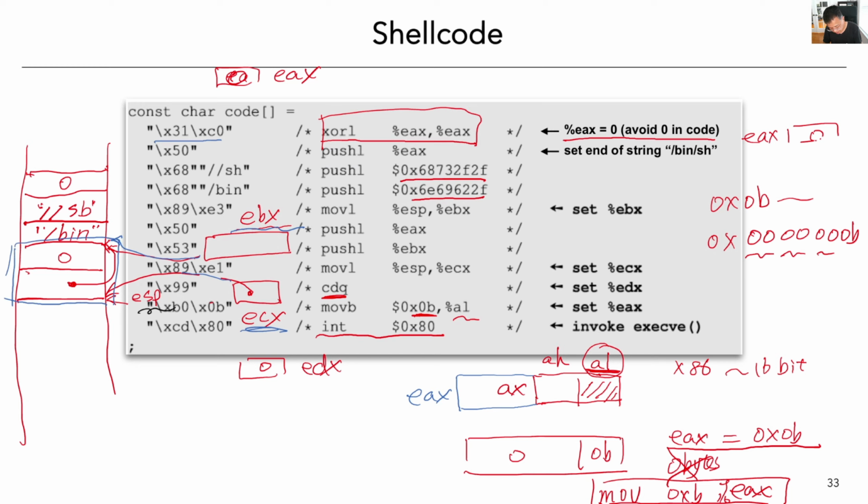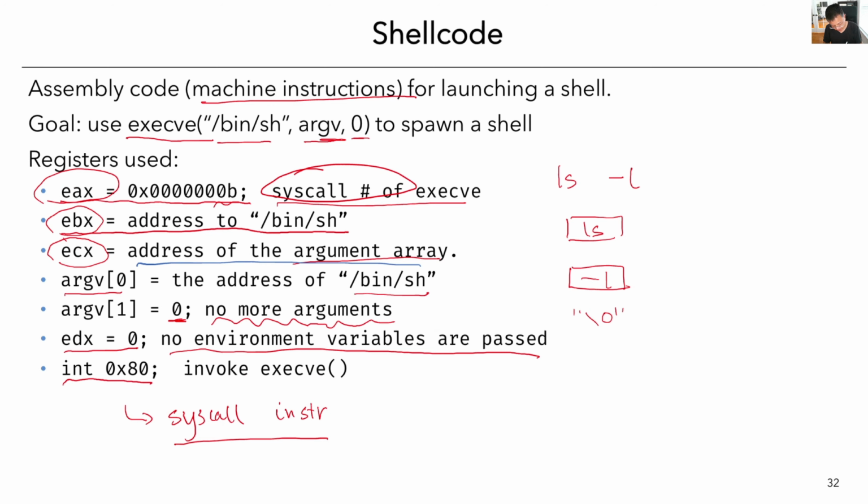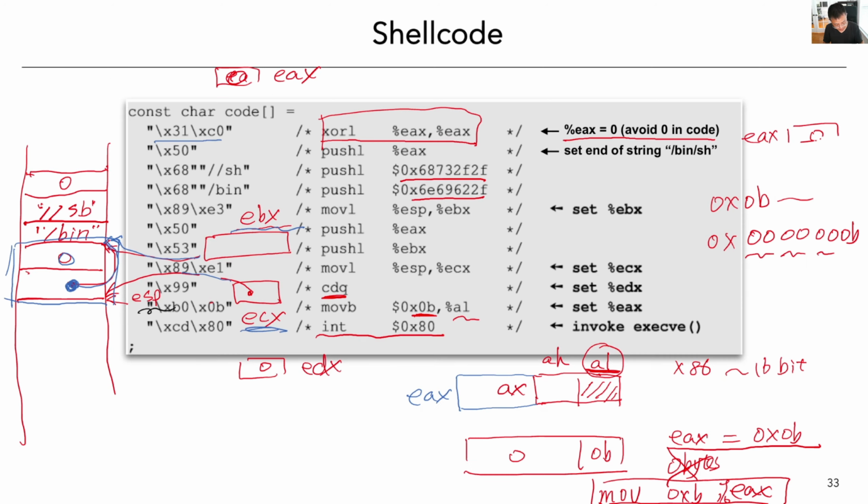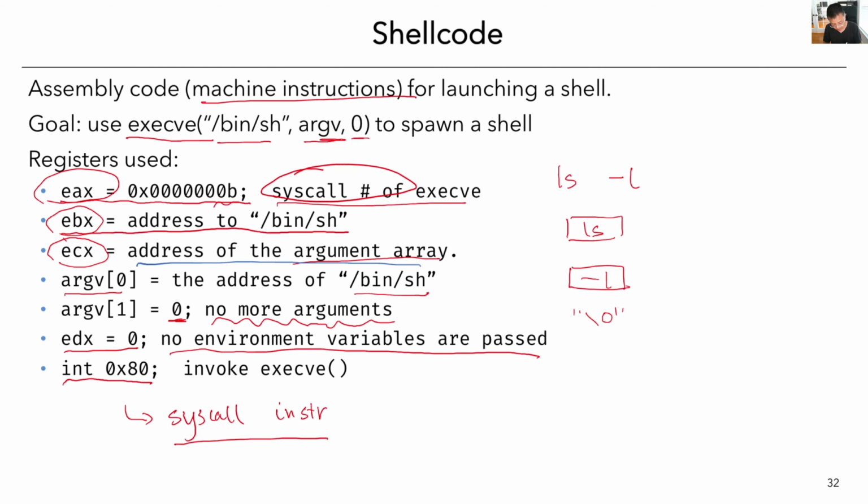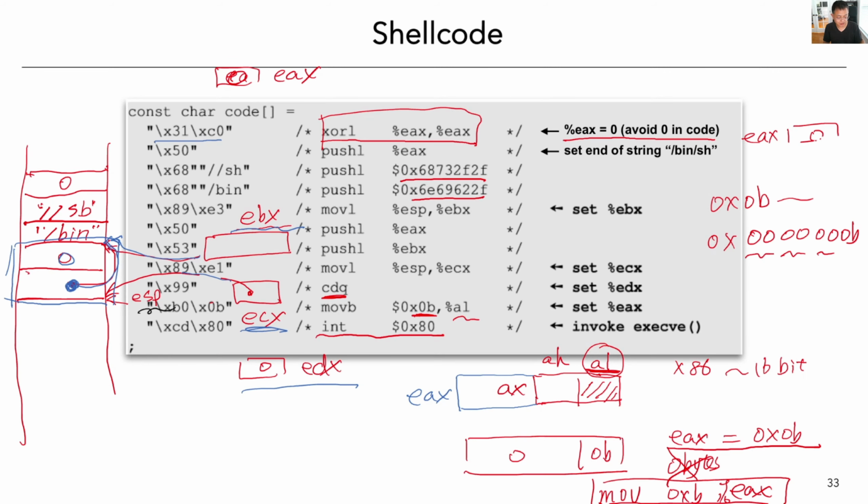If we look at this block, the first entry is the address of the command string. The second entry will be 0. For EDX, we set this to be 0. Then the last instruction will be int 80.